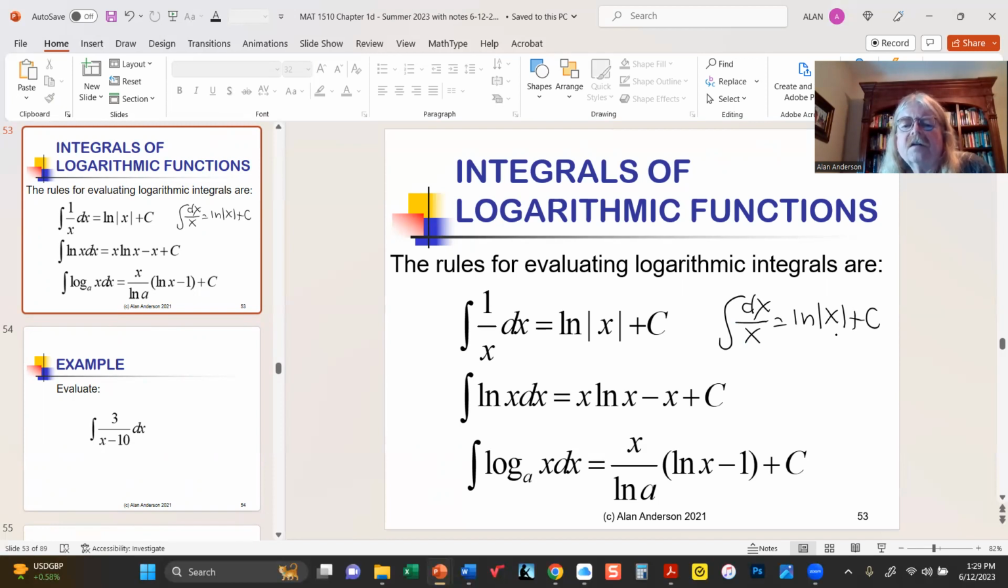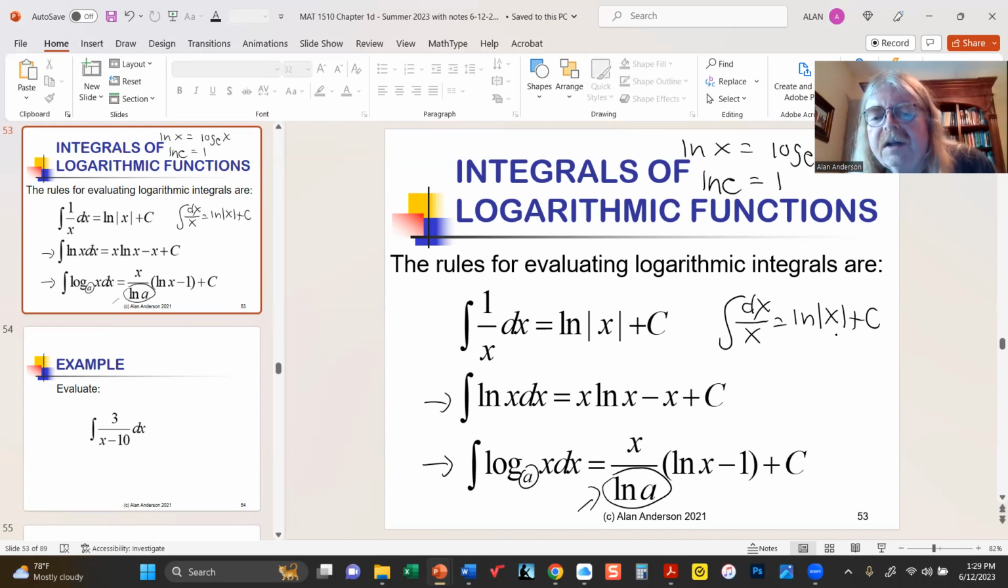Now, this second one is just a special case of the third one, because what's actually happening here is that this a is e in this case. Remember that log, natural log, of x is really the same thing as log base e of x. And also, the natural log of e is just 1. So that's why this term doesn't appear up here, because it's just equal to 1. So the second expression is actually a special case of the third one.